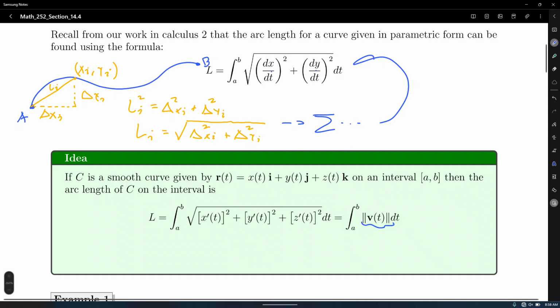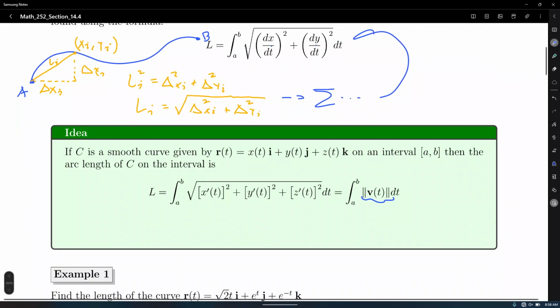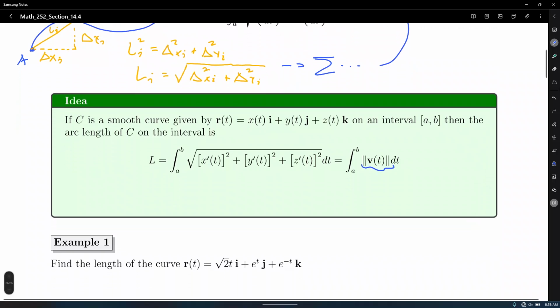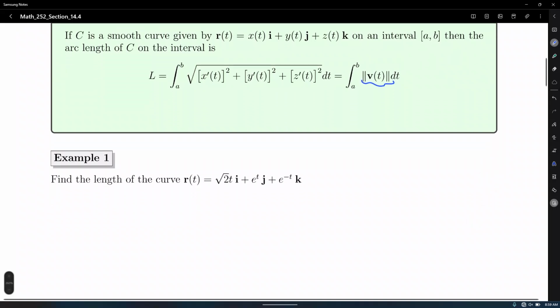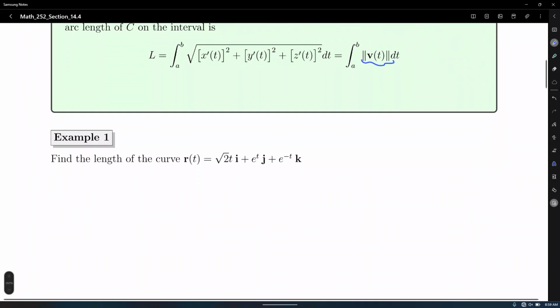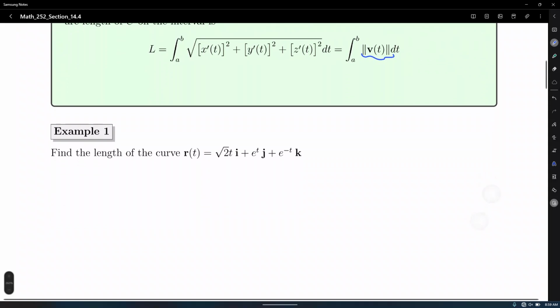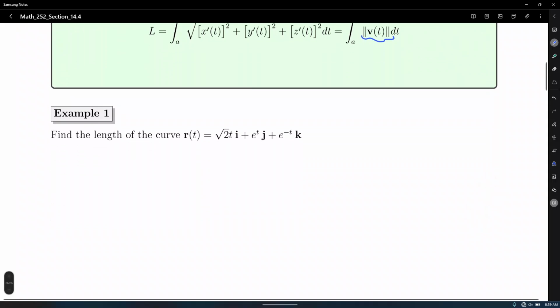So the arc length, in a different way to define arc length, is the integral of the magnitude of the velocity, right? That's more compact, if you will. Okay, well, let's have a look at an example and see how this goes. Find the length of the curve r of t equals square root of 2 times t. Careful, because the t is not inside the radical.